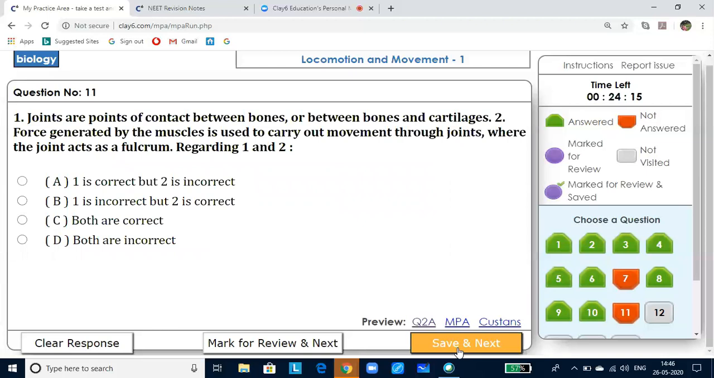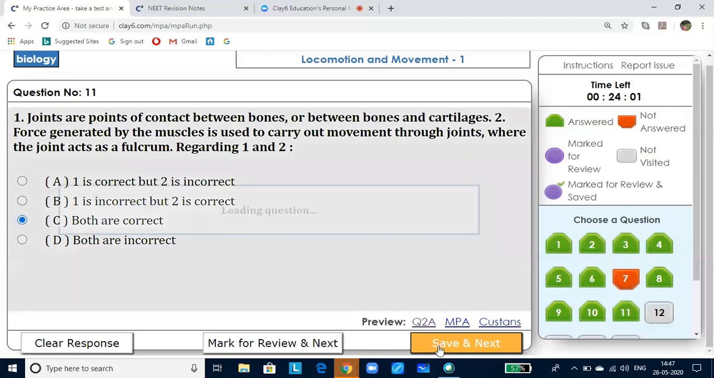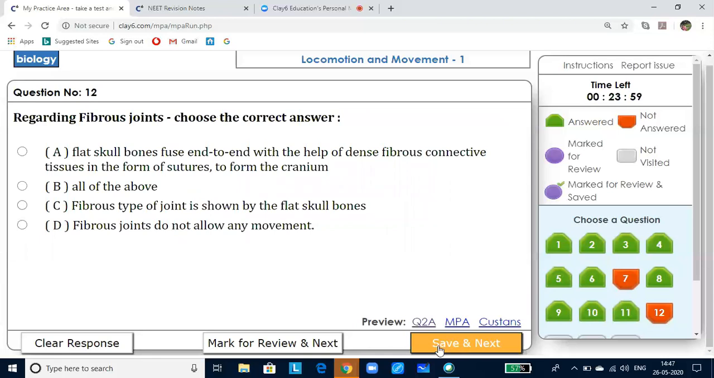Joints are the points of contact between bones or between bones and cartilages. Correct. Now forces generated by the muscle is used to carry out movement through joints where joint acts as a fulcrum. Now here both are correct. Now regarding fibrous joints, choose the correct answer. All of the above are correct.